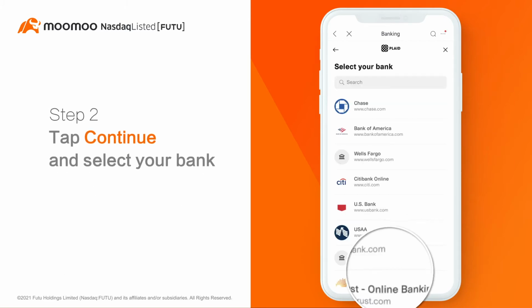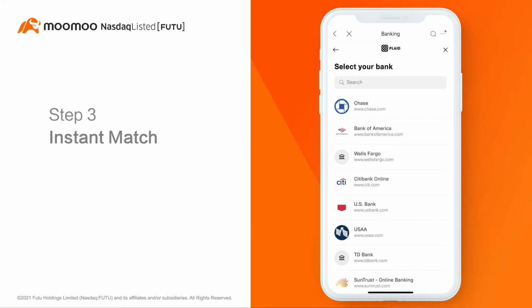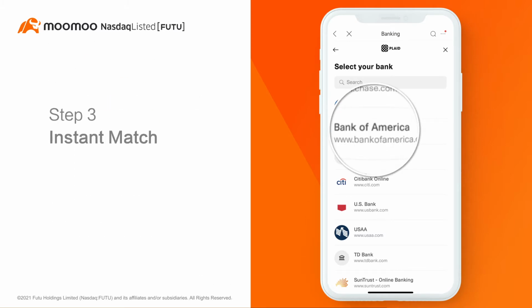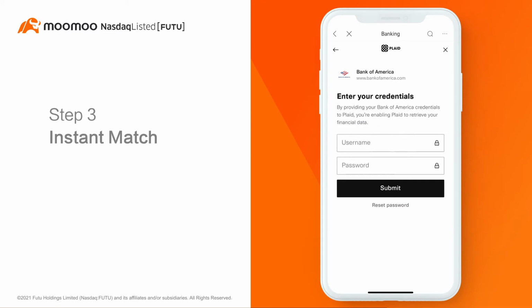There are two ways you can link your bank account. The first method is the instant match. Find your bank in the bank list, then enter your credentials to log in. Next, choose the type of bank accounts you would like to link. We suggest a checking account. Once verified, your account will be linked immediately.